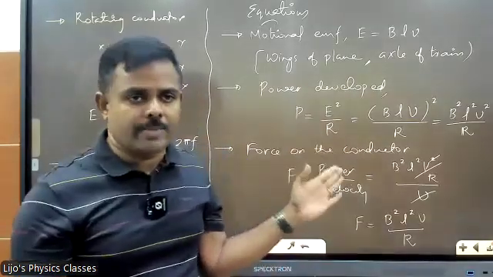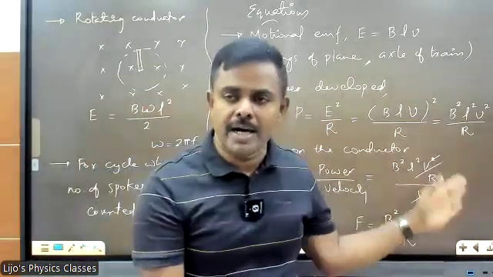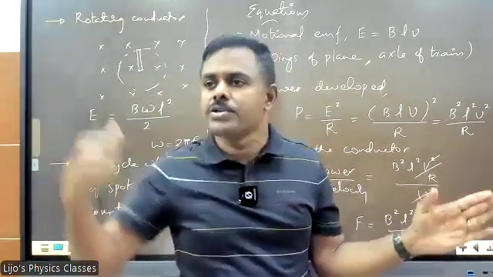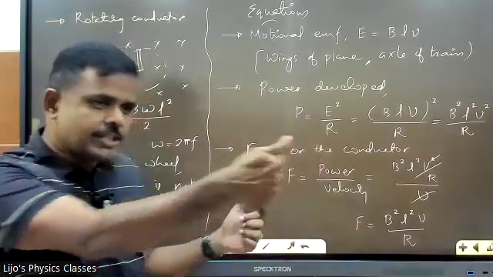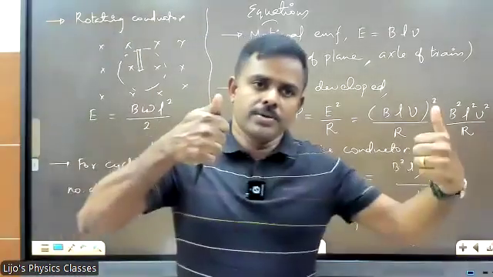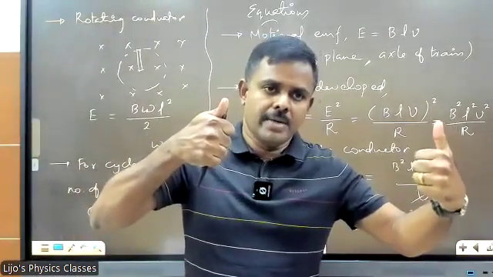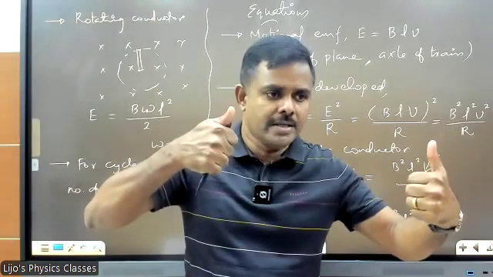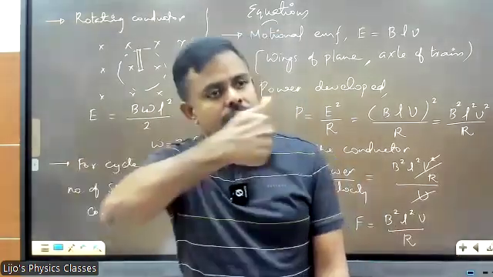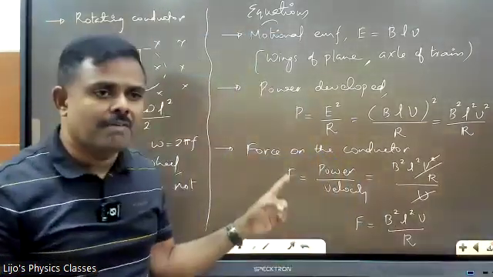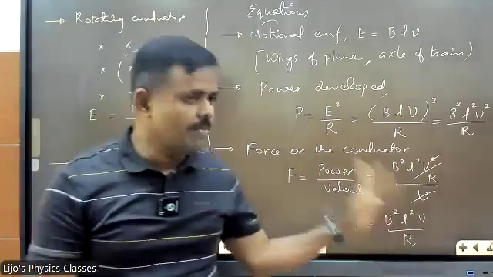It is E square by R, or B square L square V square by R, or power required to pull is also B square L square V square by R. Then force required. When you try to pull, somebody is opposing you. Lenz's law, right? By Lenz's law, the cause should be opposed. So you have to give a force, right? How much is the force? Power by velocity, B square L square V by R.